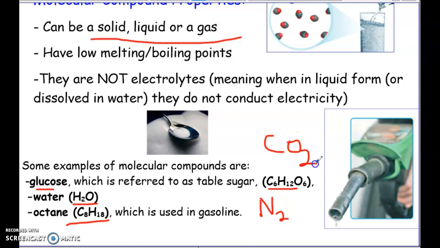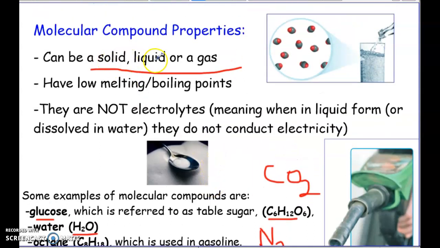So carbon dioxide is two non-metal elements, right? Carbon and oxygen. And we know that they are going to share their electrons, but it's a gas. So you have all different types of states that can exist. It's not like ionic compounds.